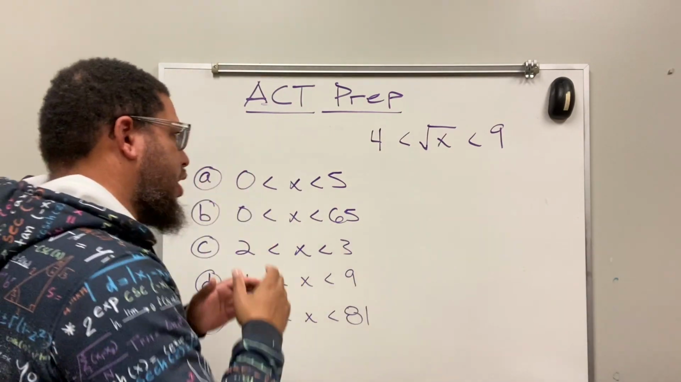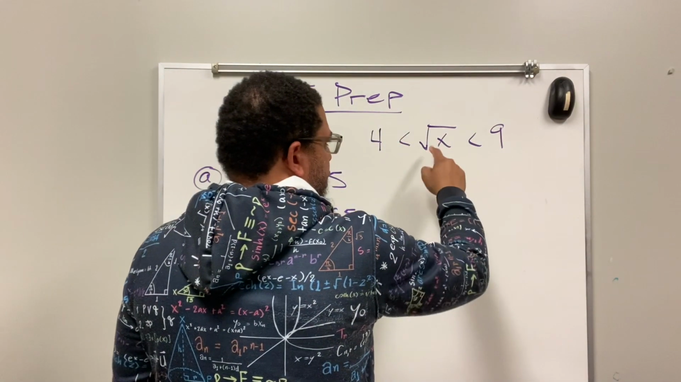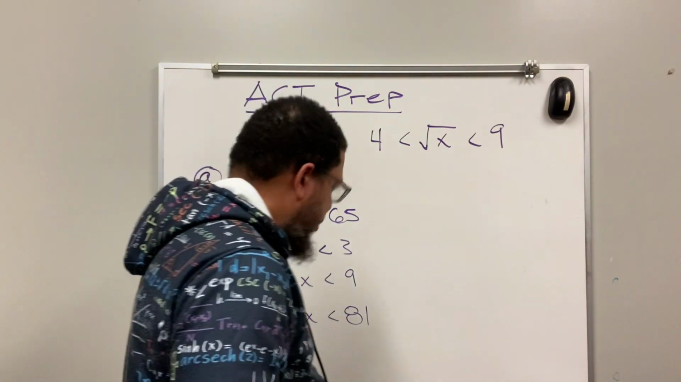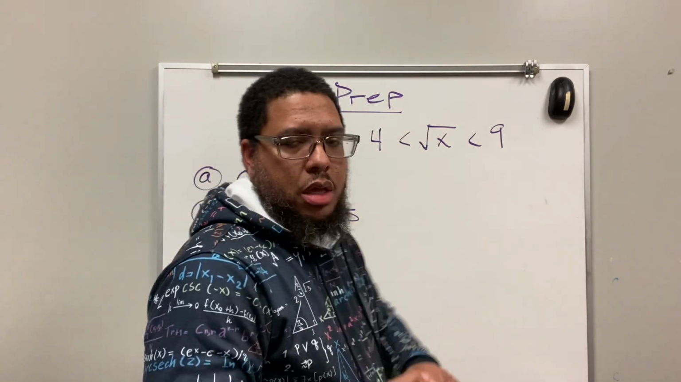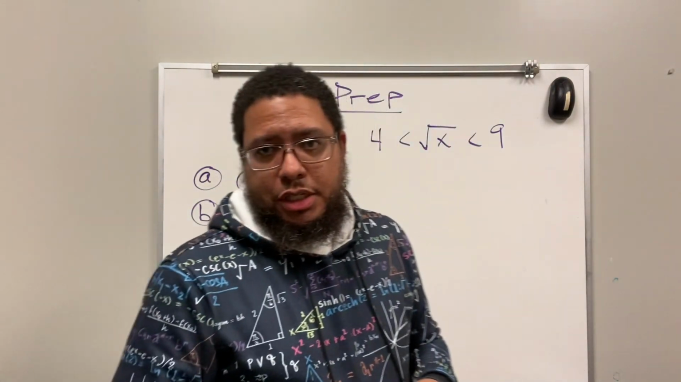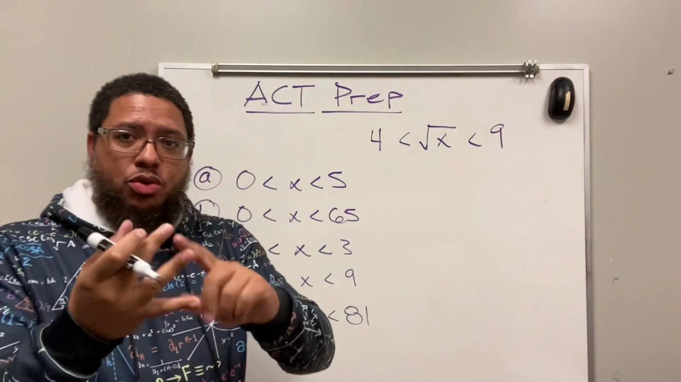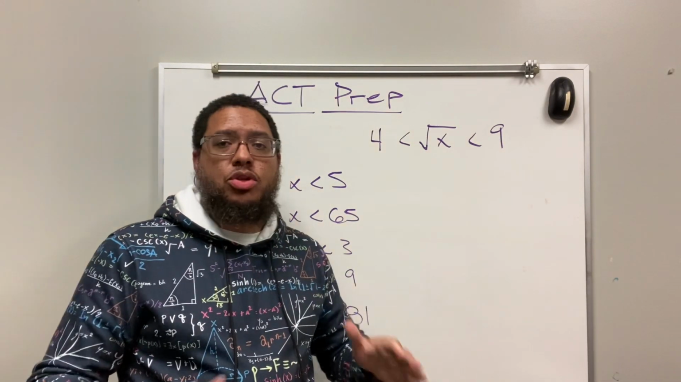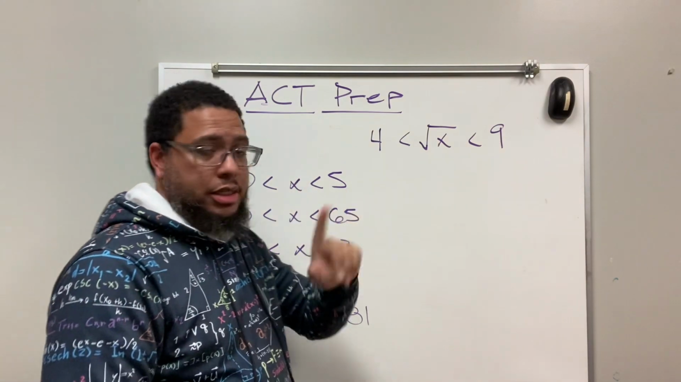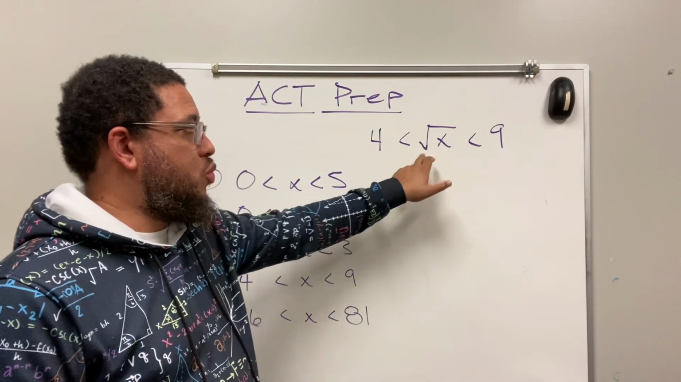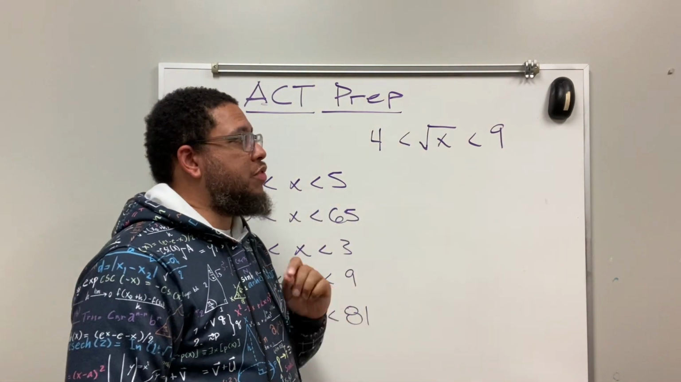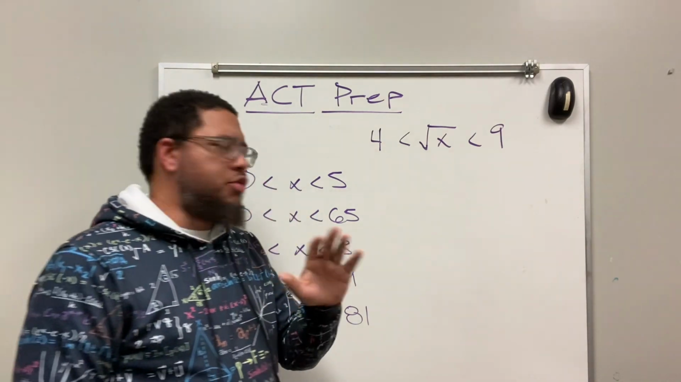So think about it. How do I get rid of this radical sign? You do the opposite operation to get rid of stuff. Whenever you solve an equation or inequality, if you're trying to get rid of something, you do the opposite operation. So ask yourself, what is the opposite of taking the square root of something?